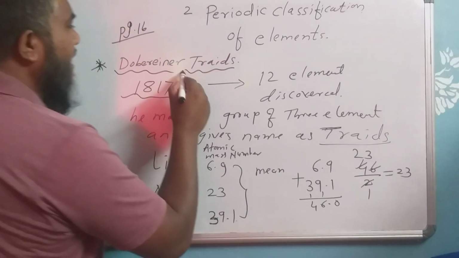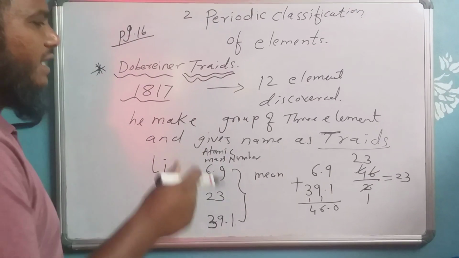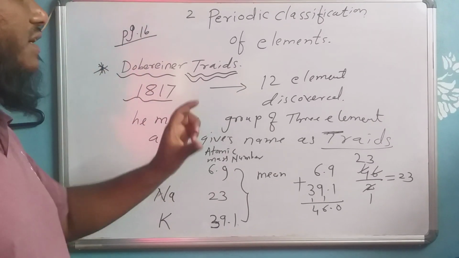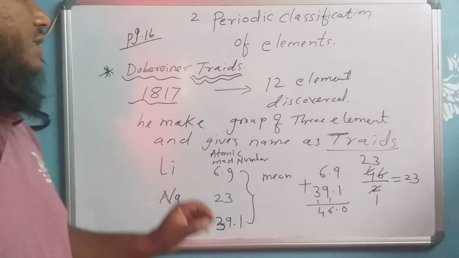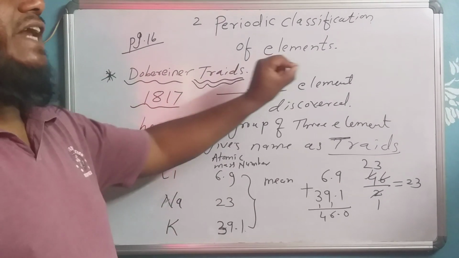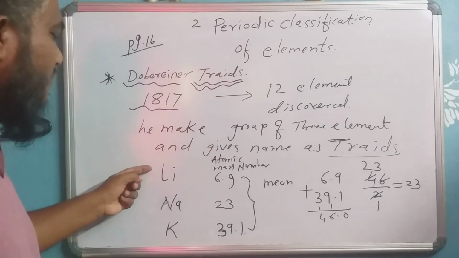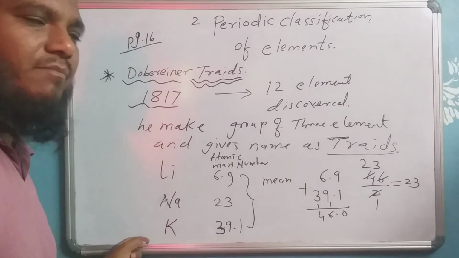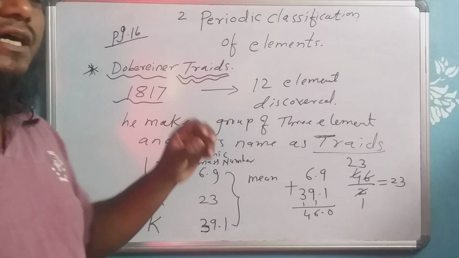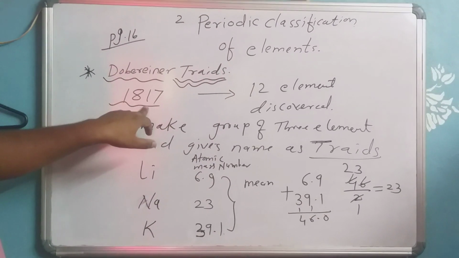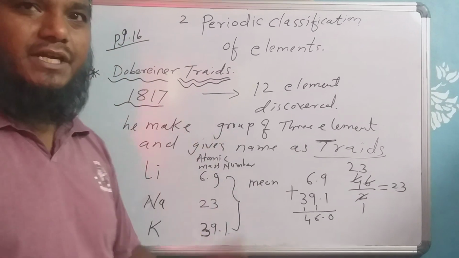Keep in your mind, triad is the name of his theory, and a triad is a group of 3 elements. A question will come for 1 mark, fill in the blanks: The group of dash dash dash is called a triad. The group of 3 elements is called a triad, which was invented by Dobereiner in 1817. Dobereiner was a German scientist. Keep this in your mind.